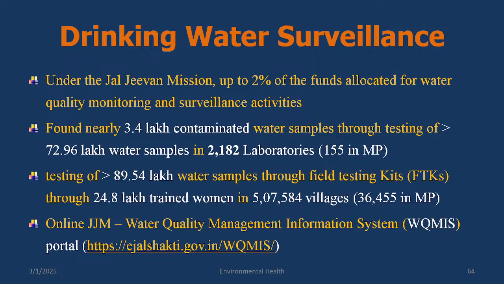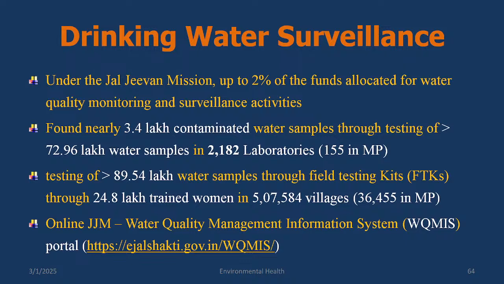At the household level, women have been trained. They use something called field testing kits, and they can do surveillance of water. One example is that about 89 lakh water samples have been tested across 5 lakh villages in the last 6-7 years. So it is happening.